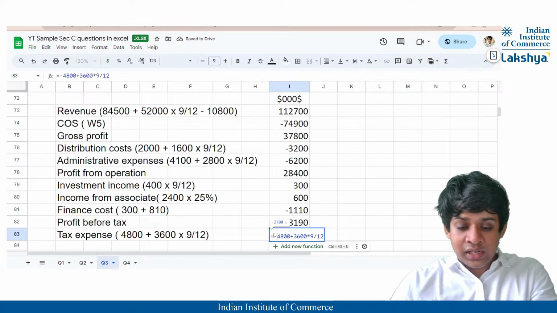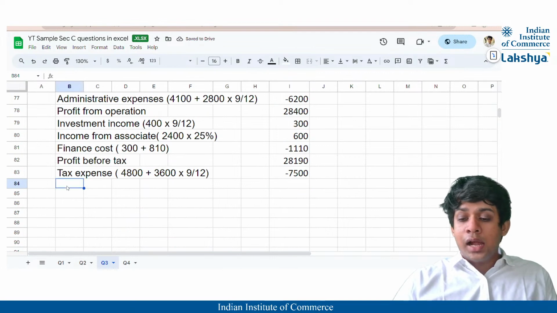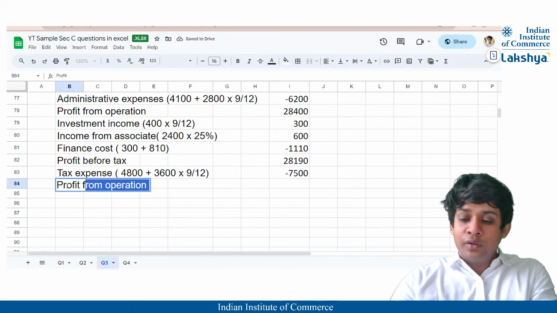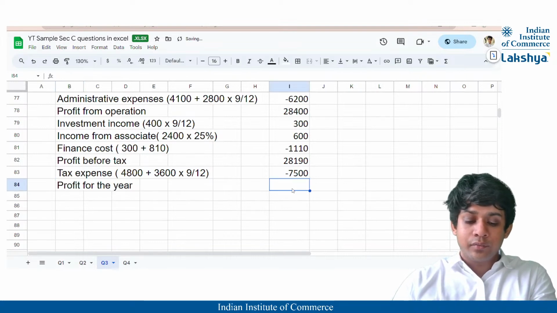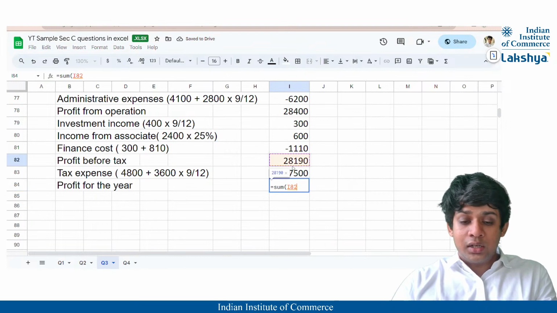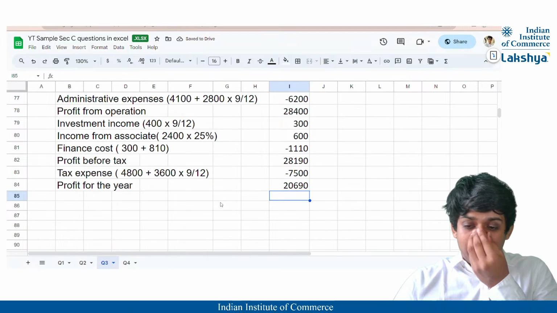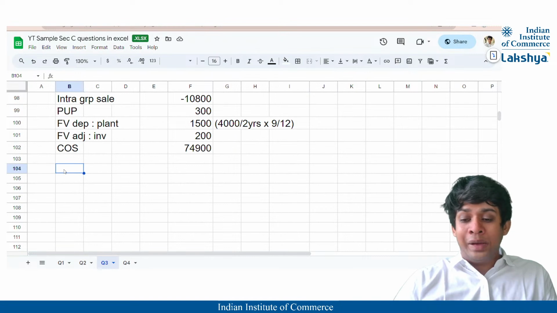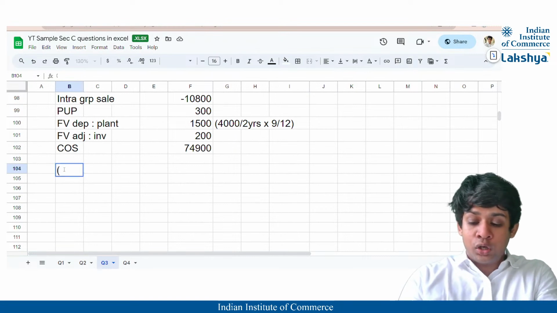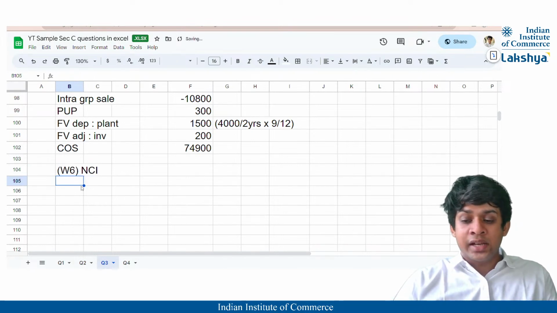I'll just put these as negative signs. So you will get it in negative, right? And thus you get the profit for the year, or you can say profit after tax, whatever, right? Which is going to be nothing but 20,690. Okay, guys, this is the profit for the year. Now there is one thing which is pending here, that is how much will be attributable to NCI and how much to the parent or the group, right? So working note 6, which is the last working note that I'm preparing for NCI, right?